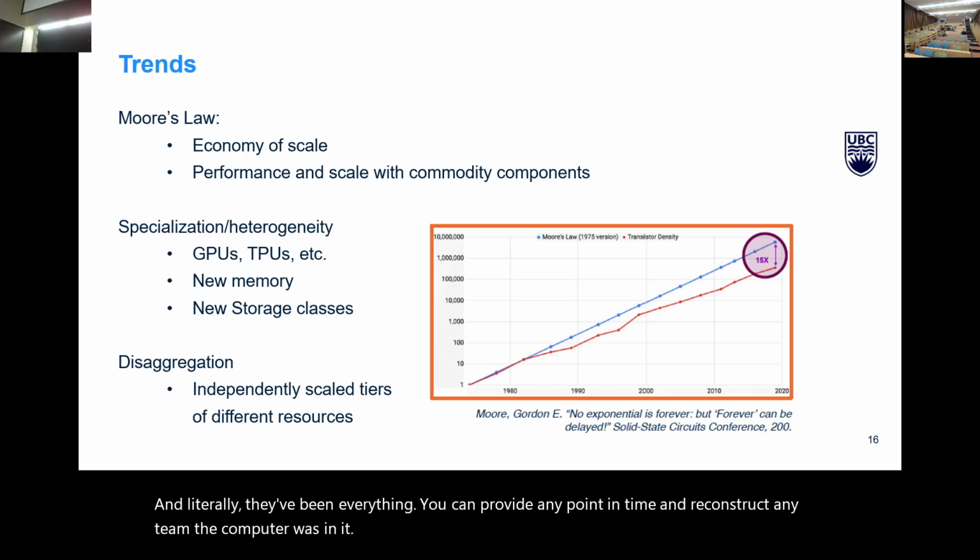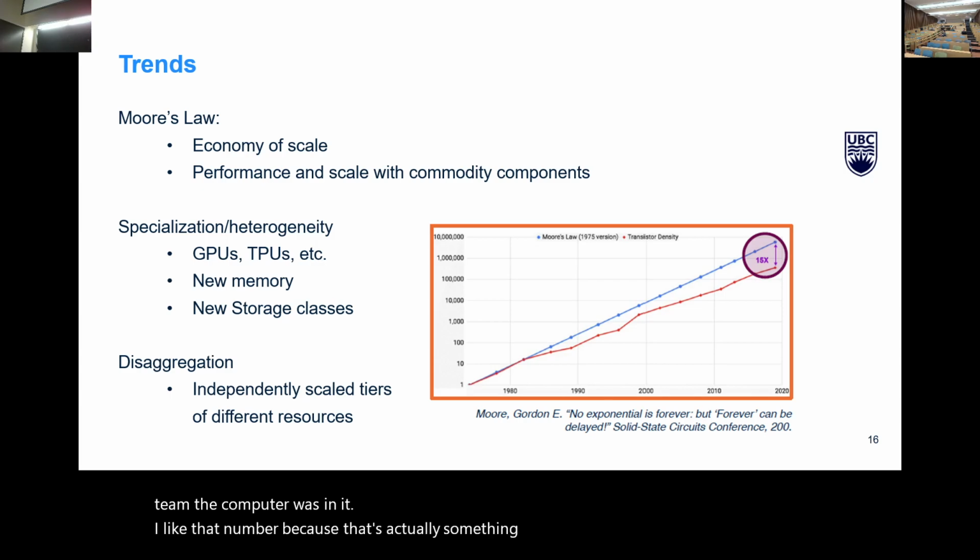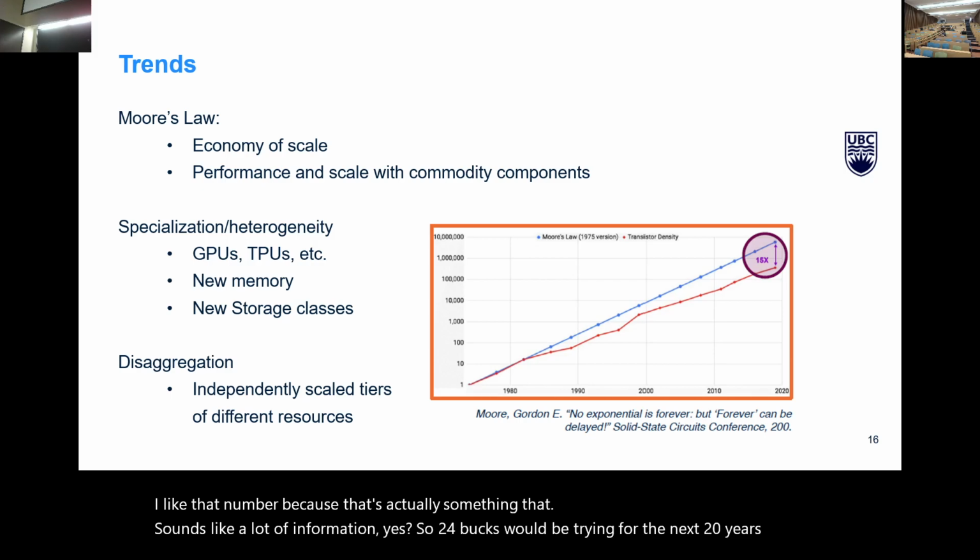I like that number because that's actually something you go, wow. That sounds like a lot of information. But yes. So 20 terabytes. You can keep track of the next 20 years worth of stuff in there. So we see this all over the place.